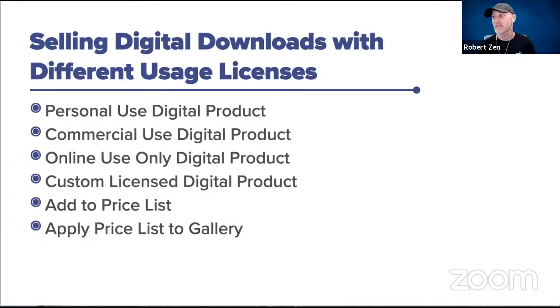Today, we're going to be talking about selling digital downloads with different usage licenses. So we're going to go through the process of creating digital products with different licenses, like a personal use digital product, a commercial use, an online use only. I'll even talk about custom licenses. And then I'll show you how to add these to a price list and apply this to a gallery and make this available for your clients.